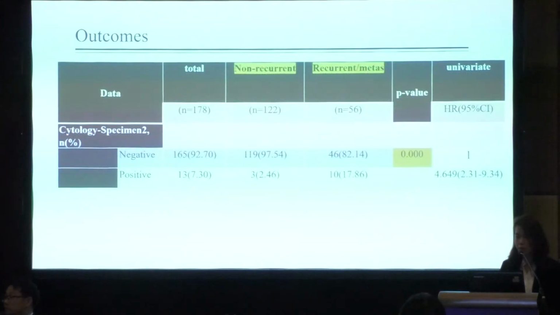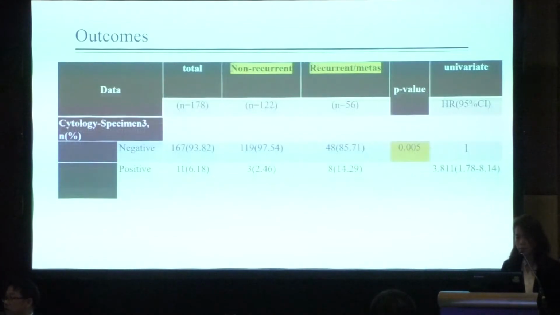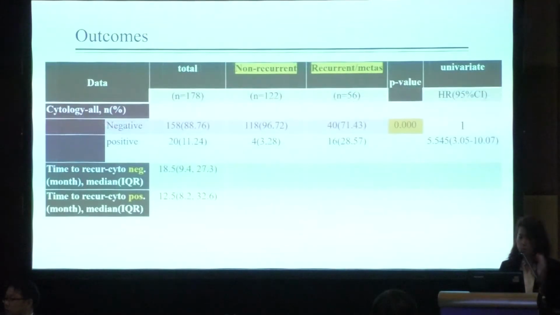Same as the previous slide, patients with PLC2 positive had a higher recurrent or metastatic rate than the PLC2 negative group. And patients with PLC3 positive also had a higher recurrent rate than the PLC3 negative group. Patients with positive PLC in whichever specimen, 1, 2, or 3, also have a significantly higher recurrent rate than the negative group.